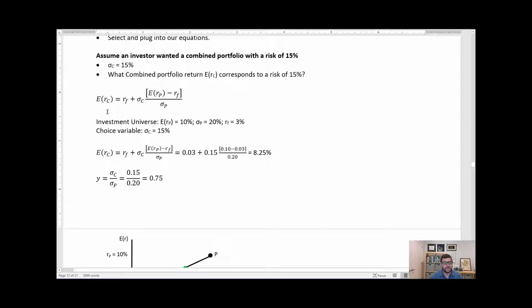Well, I have this equation. I know that if I plug in 0.15 here, here is my universe, which is the risk-free and the risky. I'm going to plug in 0.03 plus 0.15 times (0.1 minus 0.03) divided by 0.2, and I get 8.25%. And so I know that an investor who is choosing a risk of 0.15 will have a return of 8.25%, and they have allocated y equals 0.75. Remember, y is the percentage of the combined portfolio in the risky.